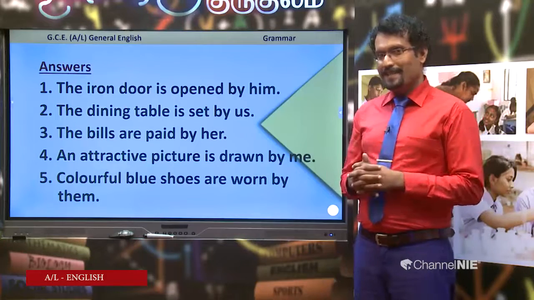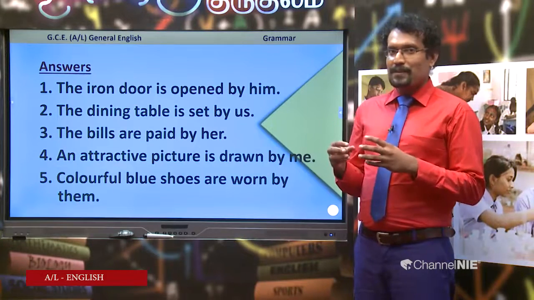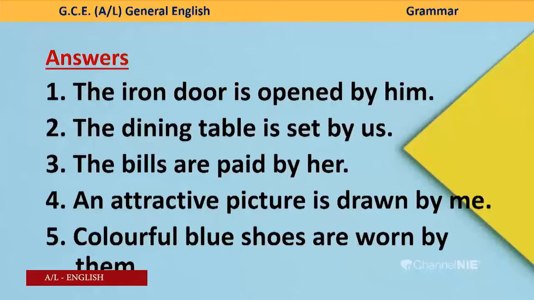These are the answers. So, check with what you have written. The iron door is opened by him. Since the iron door is singular, we use the helping verb is there. The iron door is the object, is is the helping verb, and open is the main verb: the iron door is opened by him.